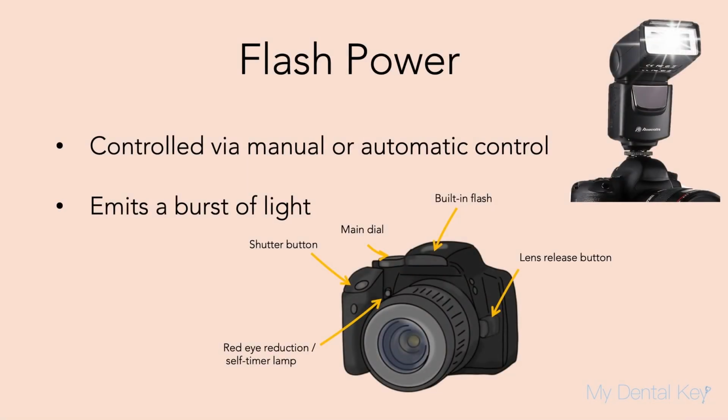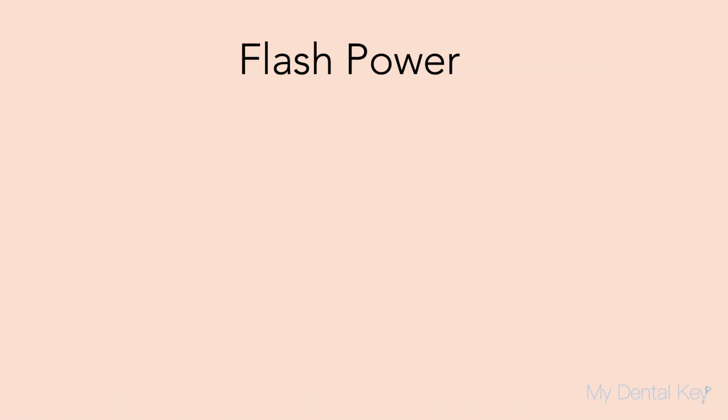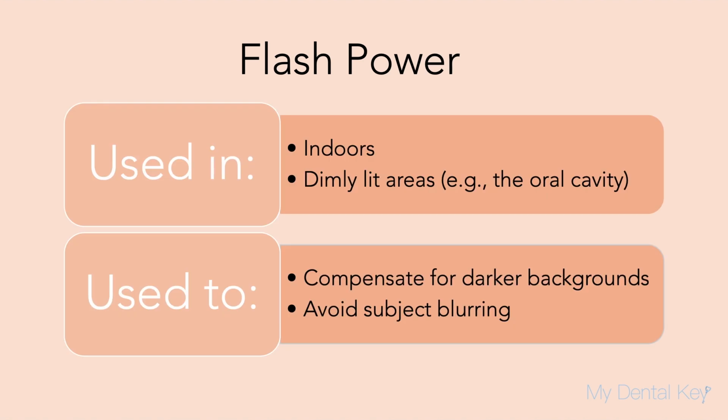The flash power or exposure is controlled by the flash unit on the camera. This can be through either manual or automatic control. The job of the flash is to emit a burst of bright light when the image is being taken. Flash can be used to compensate when the background of an image is darker, such as indoors or in a dimly lit area. Using flash can also be useful to prevent subject blurring, thanks to instant exposure.